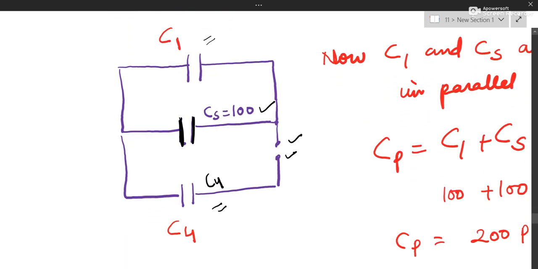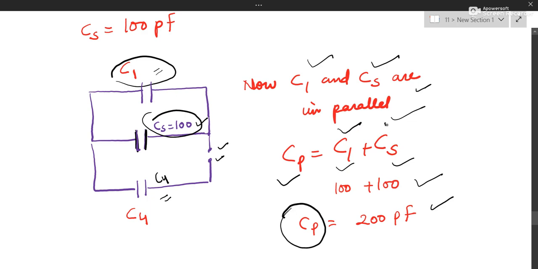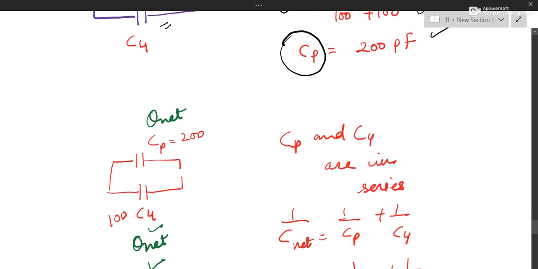Now from here you can see C1 and C series are in parallel. Yes, they are in parallel. So you write, see I have written C1 and C series are in parallel. So in parallel formula is C1 plus C series. They will be added. So it is 100 plus 100, 200 picofarad. CP is ready. CP is answer of C1 and CS. That is, C1 and CS, so don't draw them separately. Now a single one will come. So this is my CP.